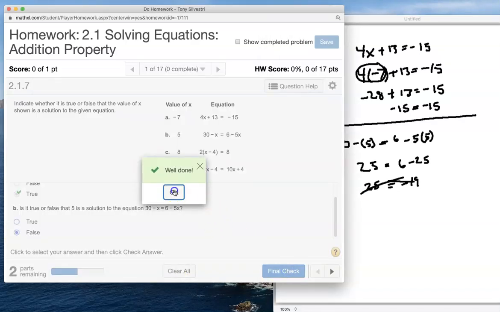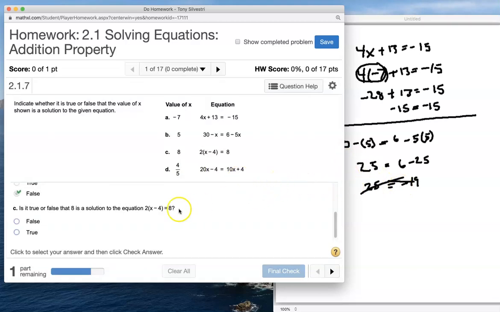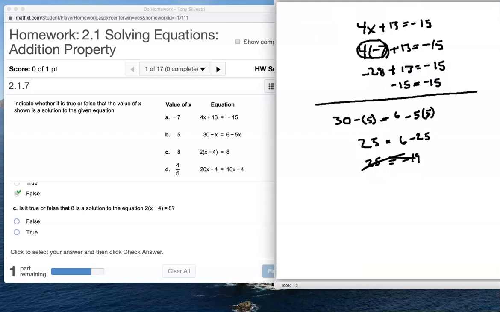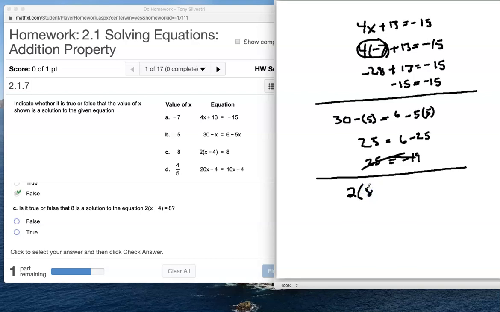Final check. Well done. Okay, now what's the next thing? We've got to perform this operation. Not a problem. Rather than copying this equation, I know that they want 8 to be plugged in here. So I'm going to copy the equation and substitute at the same time. 2 parentheses x. X is supposed to be 8. So I'll throw 8 in there. Sometimes you need the parentheses, sometimes you don't. In this case, you really don't need the parentheses, but I'm going to put them in there just to be consistent.